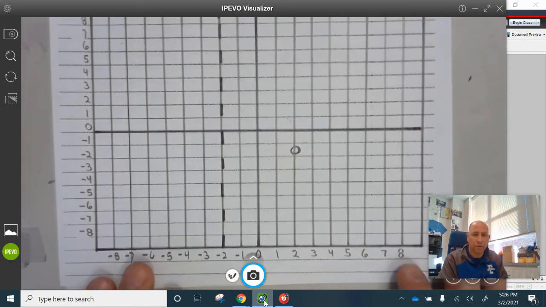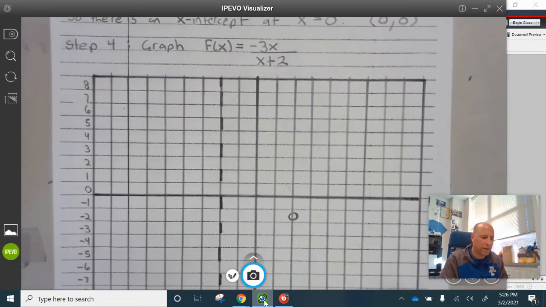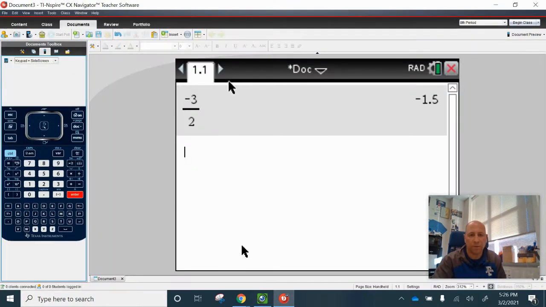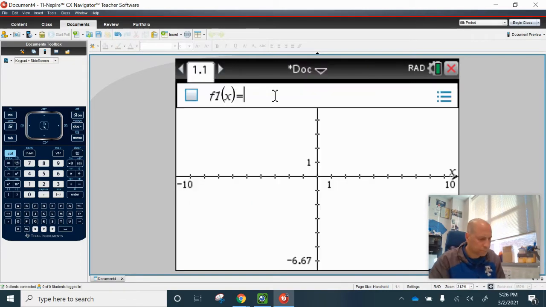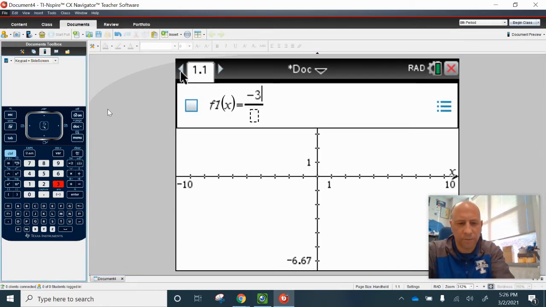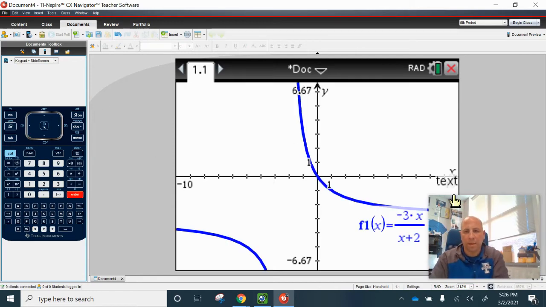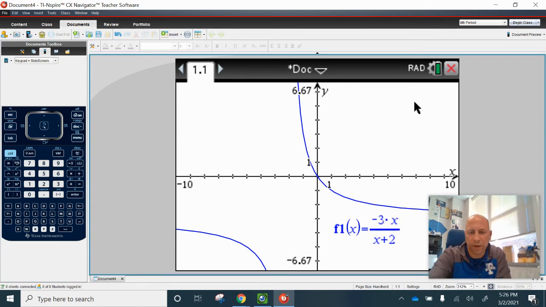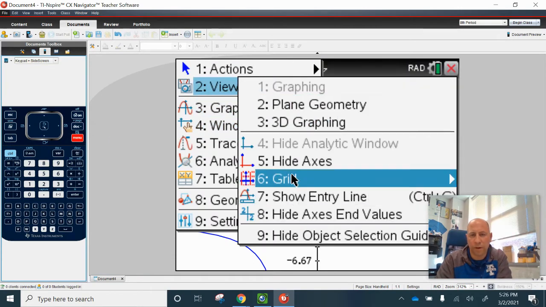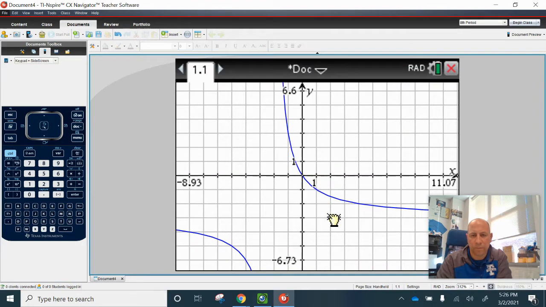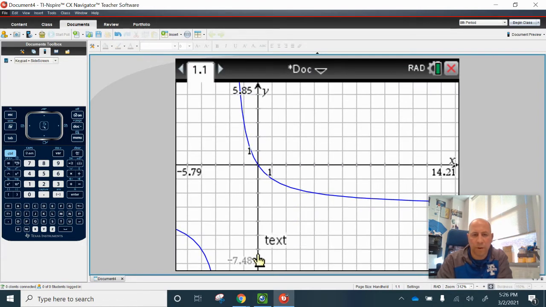All right. Now we don't see the horizontal asymptote, and we can find that by graphing this in the calculator. So let's do that now. Okay. So we're going to go to on, new document, no, add graph, and then we have Control divide -3x divided by x plus 2. Okay. So then I'm going to click on that, delete this. We don't need that. I'm going to go to menu, view, grid, line grid. Okay. Move this over.